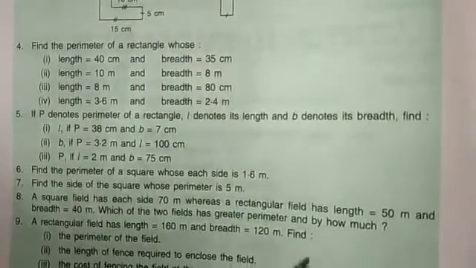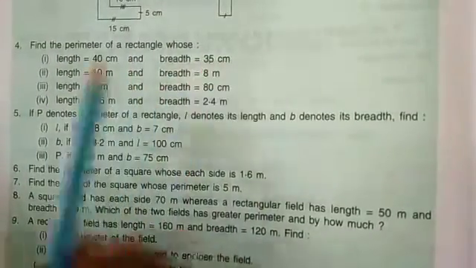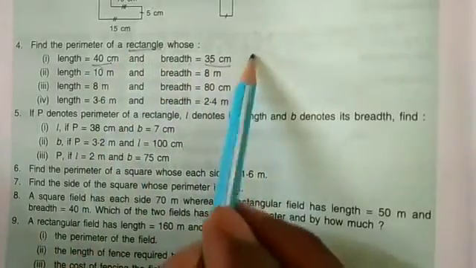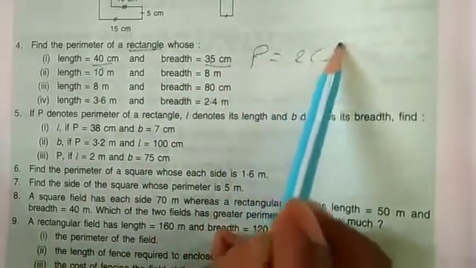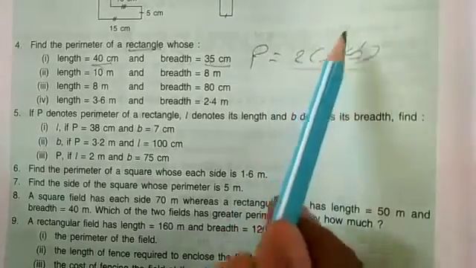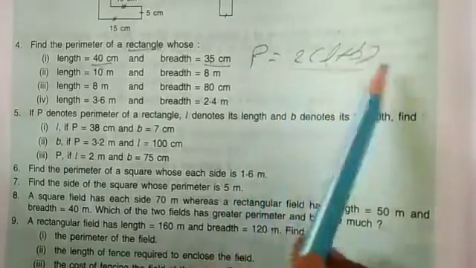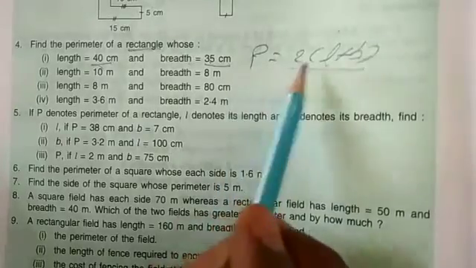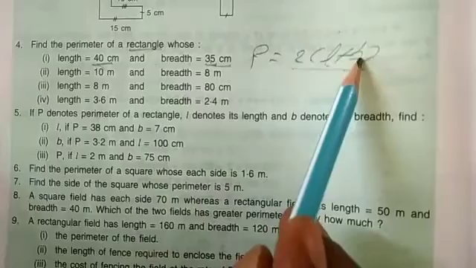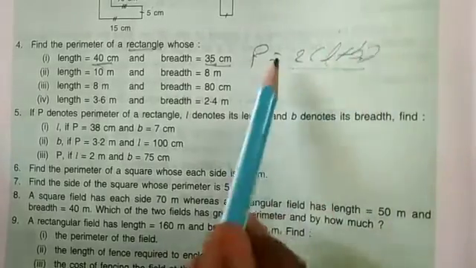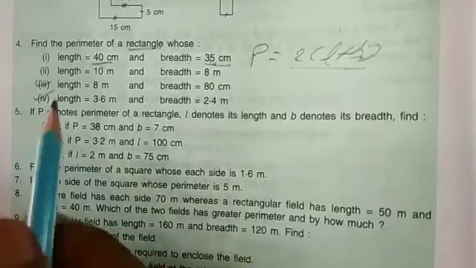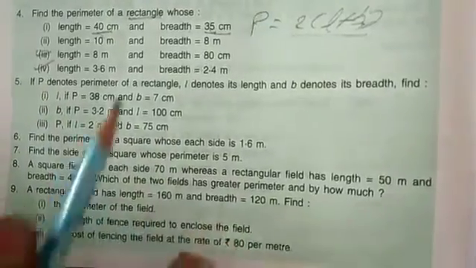Question number 4, find the perimeter of a rectangle whose length is this and breadth is this. This is the rectangle. You know the perimeter of a rectangle is 2 into (L plus B), because in a rectangle pairs of opposite sides are equal. Place here length and breadth, that is 40 and 35, that will be 75, twice that is 150. This will be the answer. Part 3rd and 4th will be given to you, and the remaining parts you can solve.